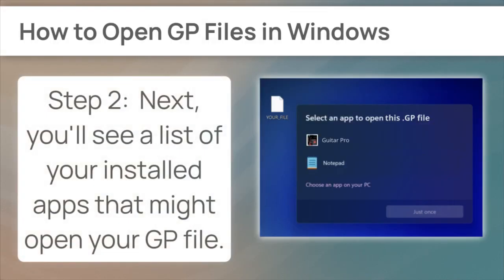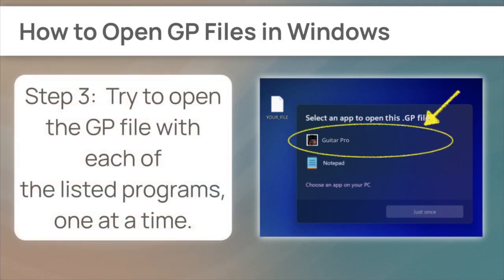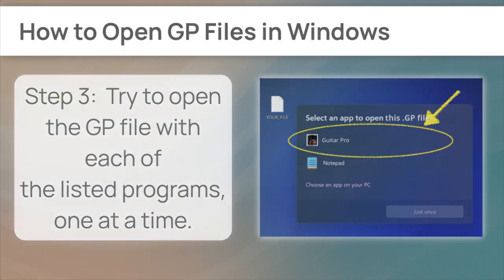Right-click the GP file and click Open With. Test Guitar Pro first. If it's unavailable, choose another program. The right tool is key.